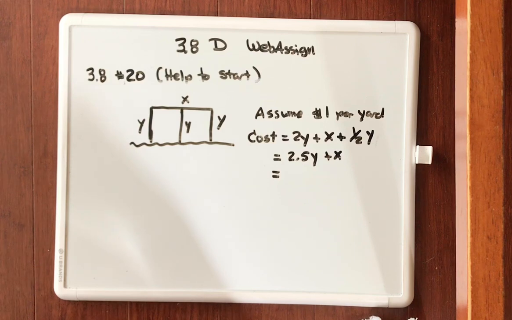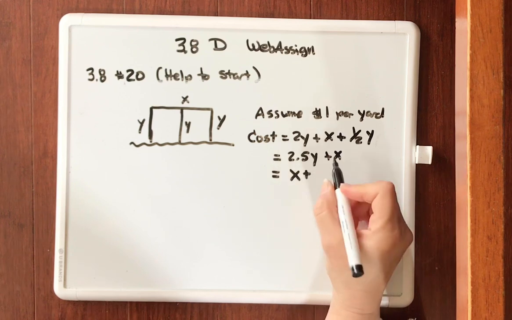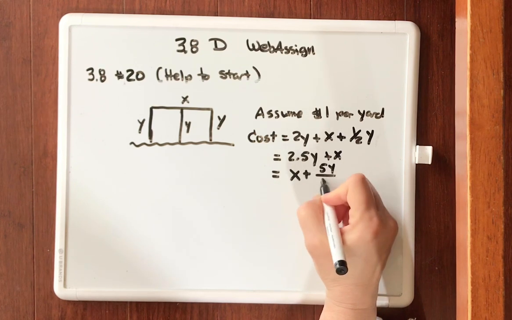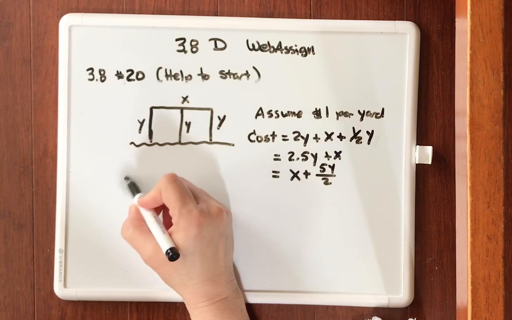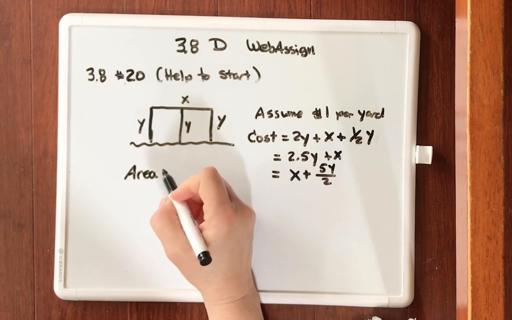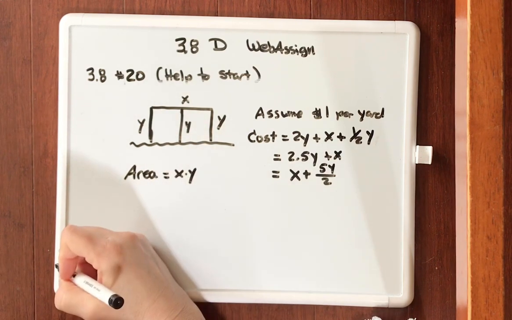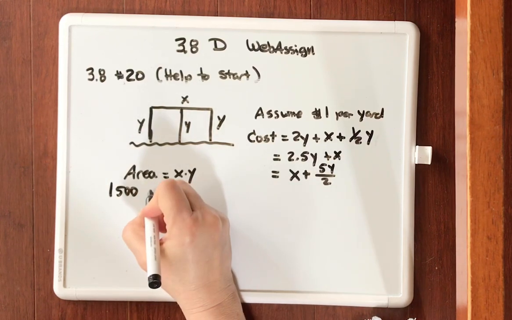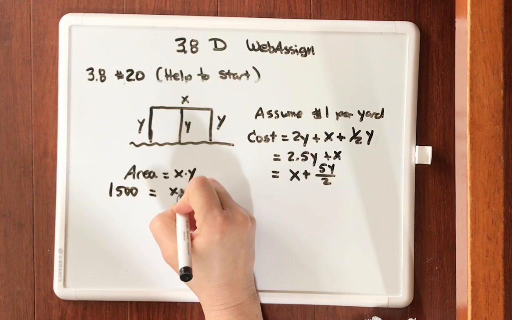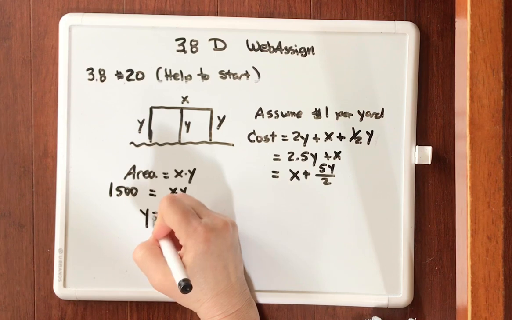All right. Now, as far as WebAssign goes, you know how picky they are. I believe they look at the answer this way, X plus 5Y over 2. All right, I think they have it in that way. Okay, so what would we need to do to finish this? Well, we need to know the area. So again, we've got cost and area. Area is X times Y. All right, and they give you that the area is 1,500 yards squared. And we would solve for Y.